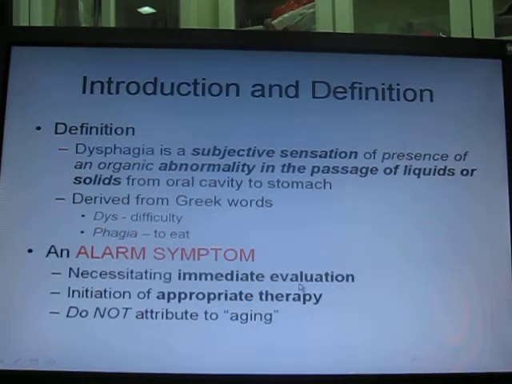Alright, introduction and definition. How do we define dysphagia? As we all know, dysphagia is, to doctors as well as to laymen, a difficulty with swallowing. But the nice way to define it is a subjective sensation of presence of an organic abnormality in the passage of liquids or solids from the oral cavity to the stomach. The keywords are subjective sensation as well as organic abnormality of passage of liquids or solids.